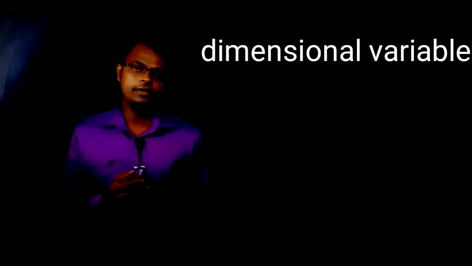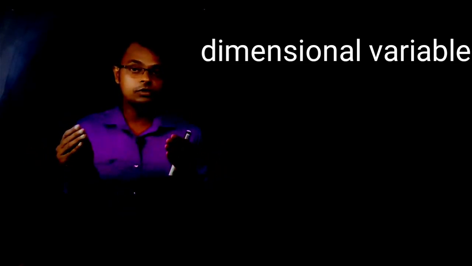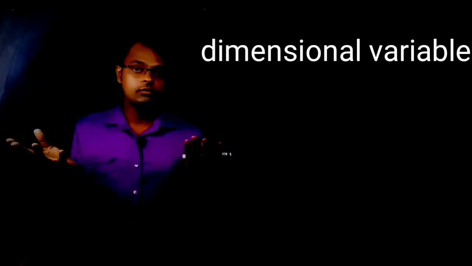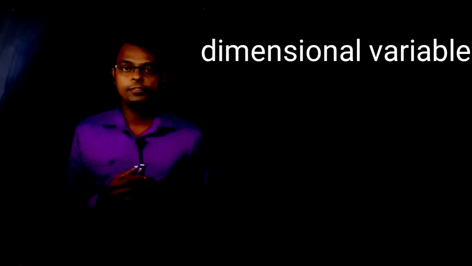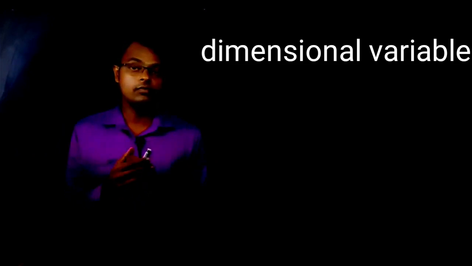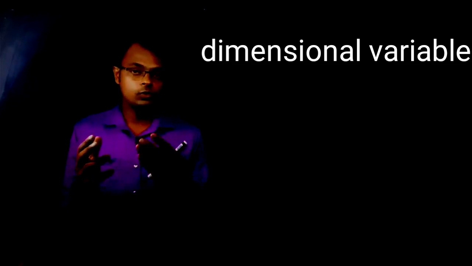What are examples for that? Any example you can take. Area. What is the unit? Meter square. What is the dimension? L square. So it has dimensions and the value may change, maybe area is 10, 20, 30, whatever it is, 30 meters square, etc. So that is called dimensional variable. Examples: area, volume, velocity, acceleration, etc.